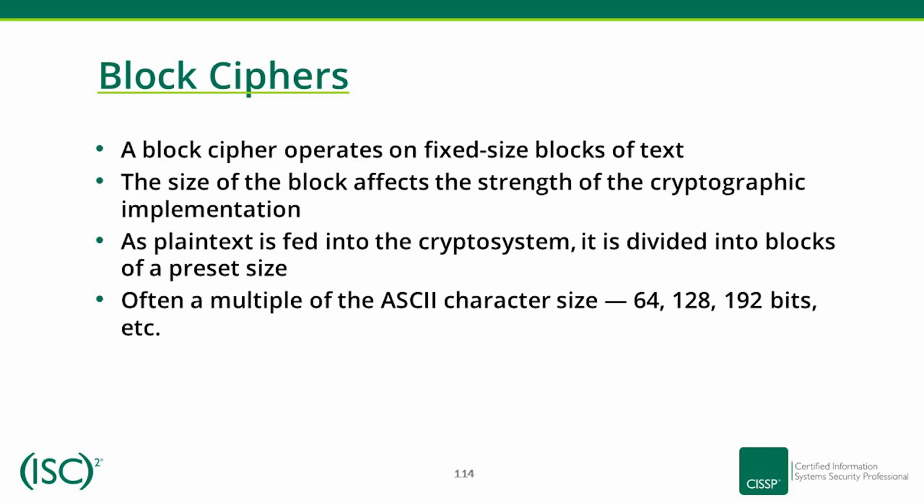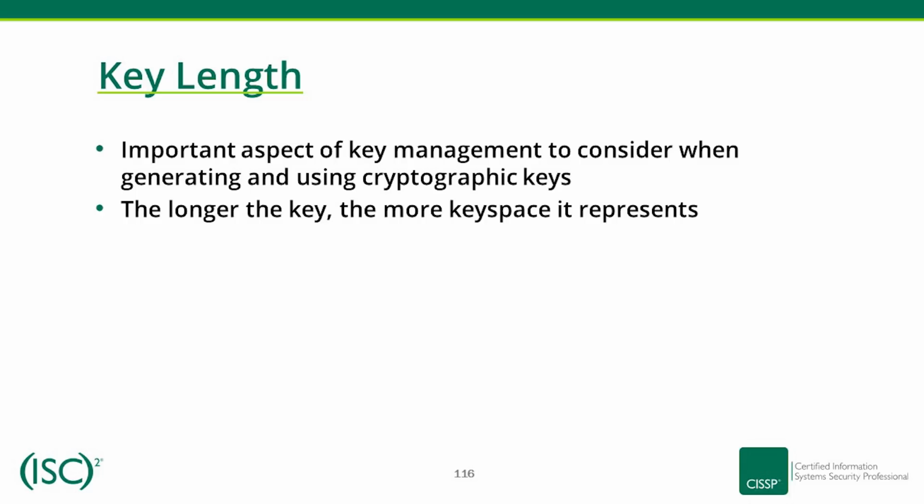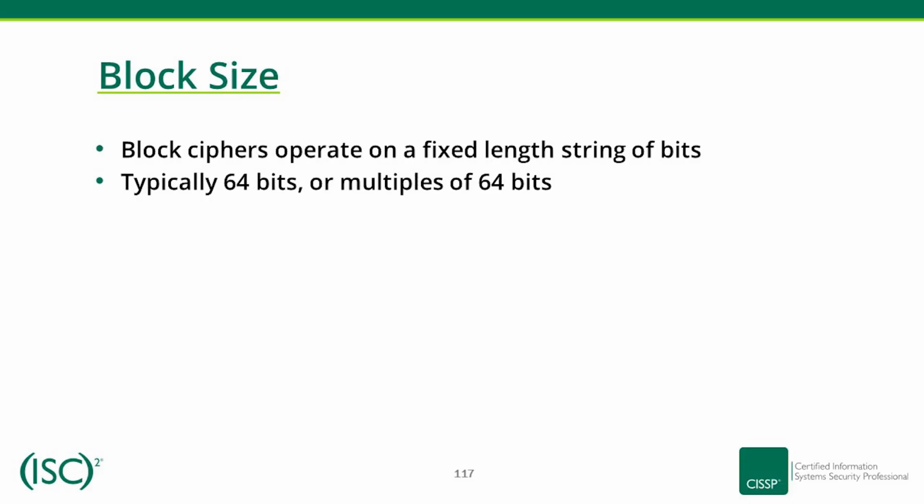Block ciphers. A block cipher operates on fixed-size blocks of text. The size of the block affects the strength of the cryptographic implementation. As plaintext is fed into the cryptosystem, it is divided into blocks of a preset size, often a multiple of the ASCII character size: 64, 128, 192 bits, etc. Block ciphers, continued. Key length is an important aspect of key management to consider when generating and using cryptographic keys. The longer the key, the more key space it represents. Block size. Block ciphers operate on a fixed-length string of bits, typically 64 bits, or multiples of 64 bits.